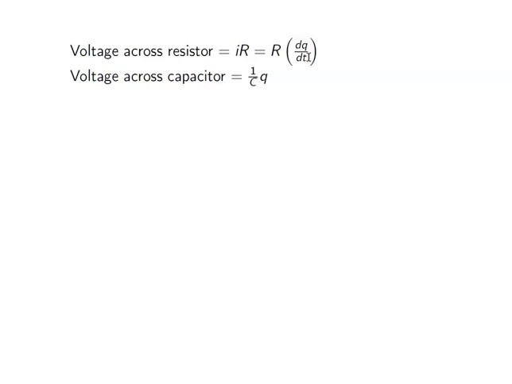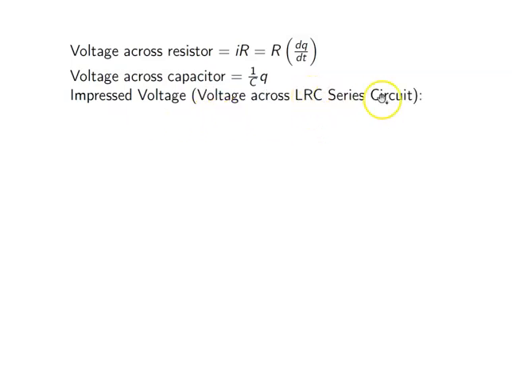So the voltage across the capacitor is 1 over the capacitance times the charge, and the impressed voltage is the total voltage drop across the series circuit. Okay, so LRC series circuit where we have the resistor, the capacitor, and the inductor. And so the impressed voltage, which we call E(t), is L times the first derivative of i plus R times i plus 1 over the capacitance times the charge, right? So we just write this all in terms of q because that's the derivative that we're looking at in that case.